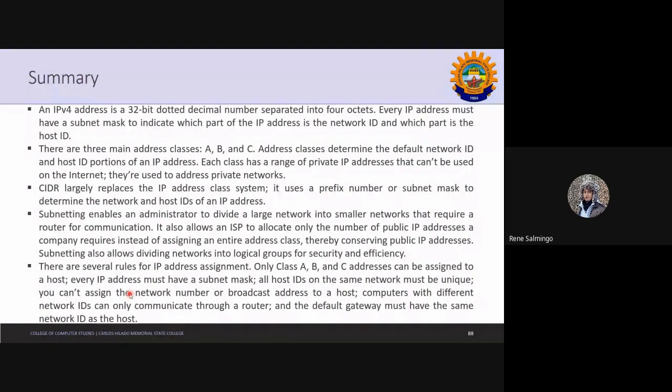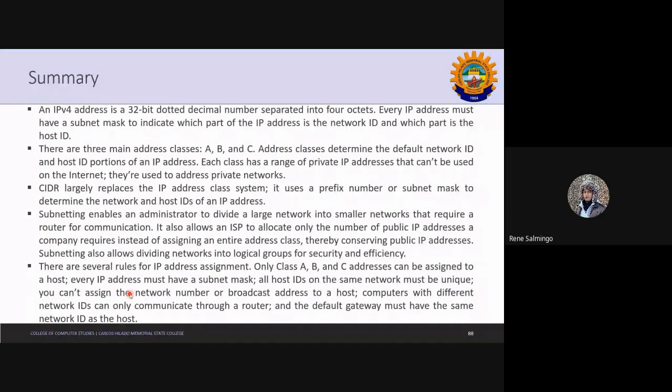And for the second, there are 3 main address classes used in computer networks. These are class A, class B, and class C. The address classes determine the default network ID and host ID portions of an IP address. Each class has a range of private IP addresses that can be used on the internet, so they are basically used for private networks. In fact, CIDR largely replaces the IP address class system. It uses a prefix number or subnet mask to determine the network and host IDs of the IP address.